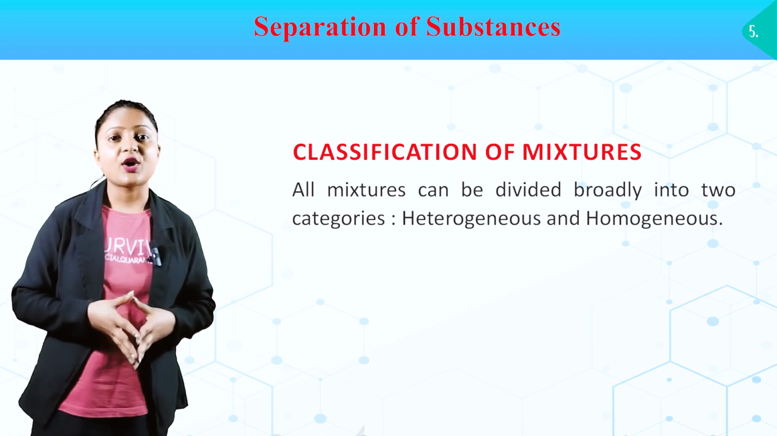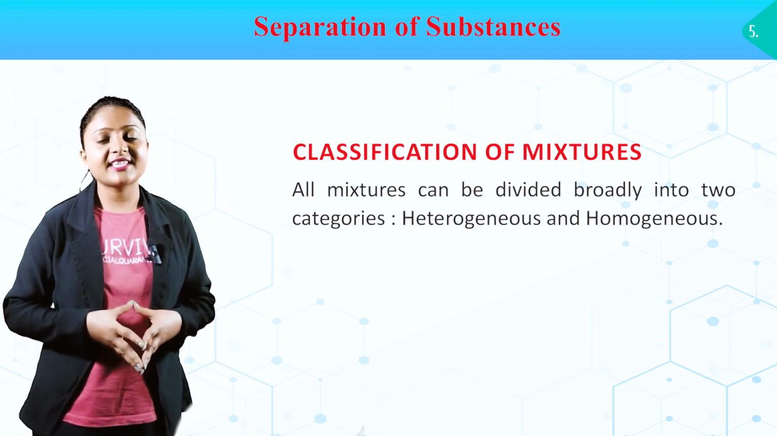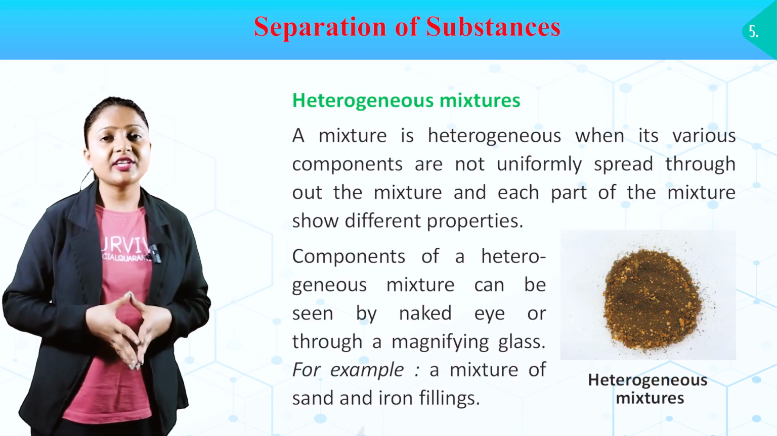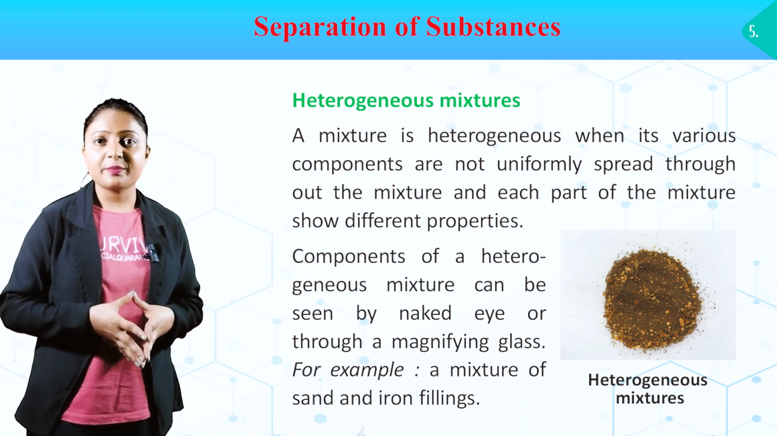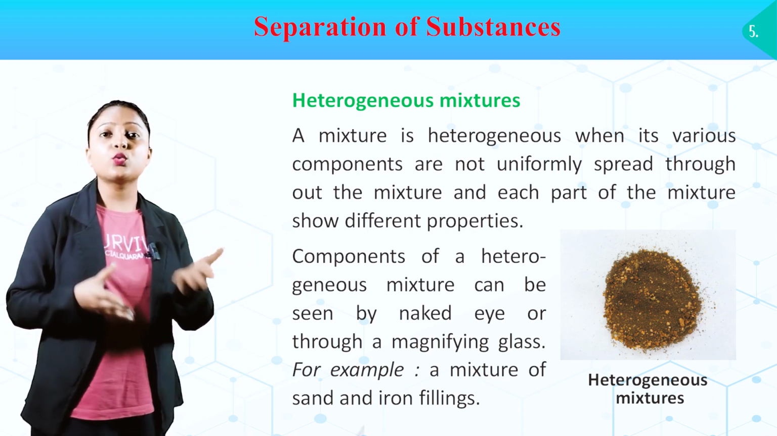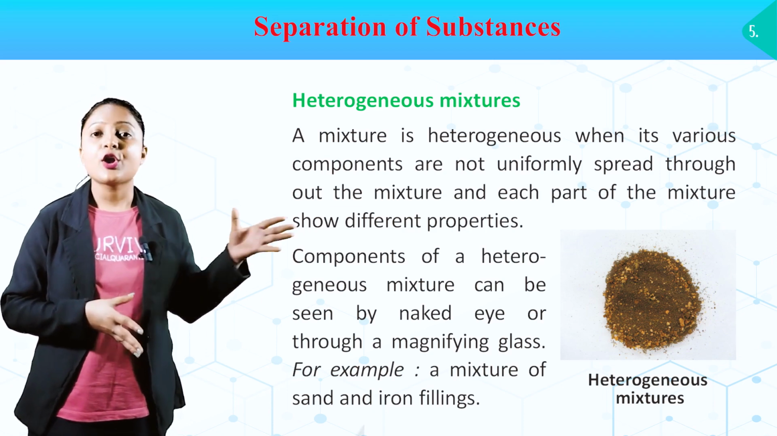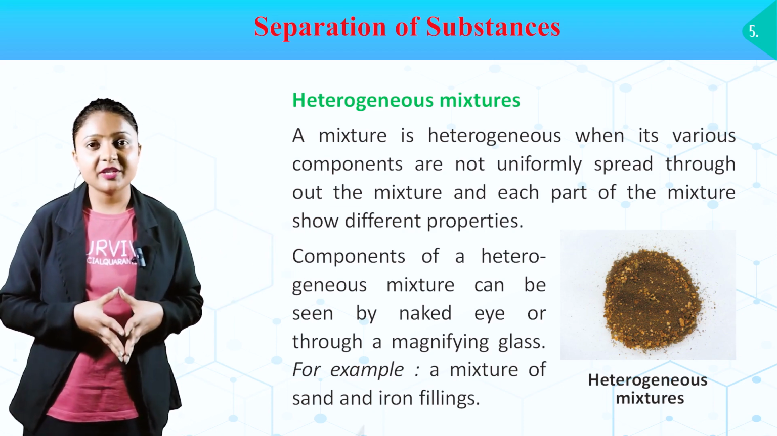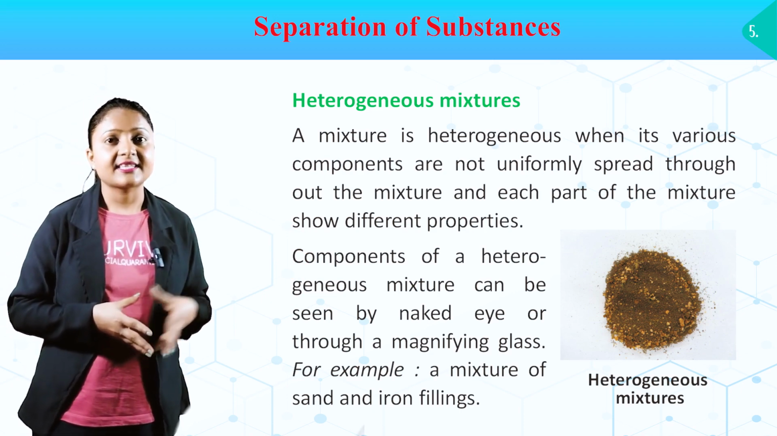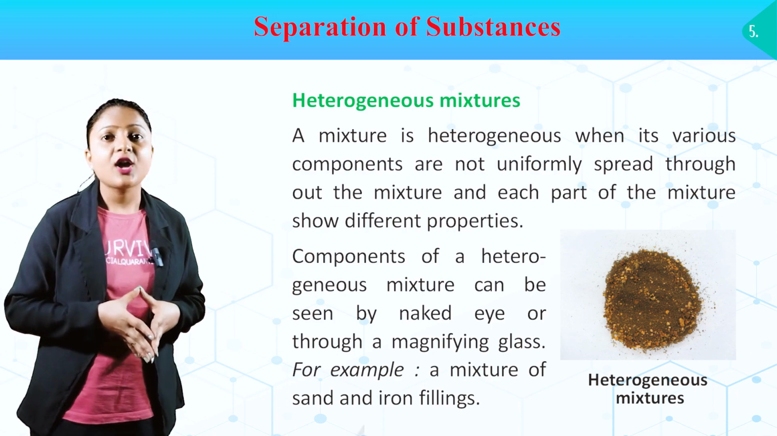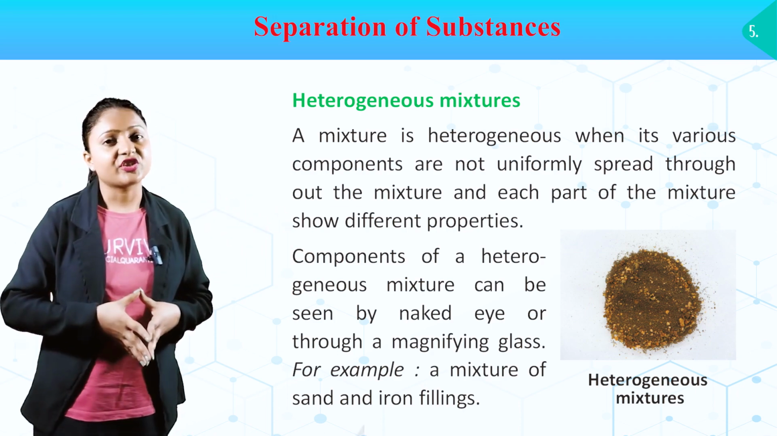Classification of mixtures. All mixtures can be divided broadly into two categories, heterogeneous and homogeneous. Heterogeneous mixture: a mixture is heterogeneous when its various components are not uniformly spread throughout the mixture and each part of the mixture shows different properties. Components of a heterogeneous mixture can be seen by naked eye or through a magnifying glass. For example, a mixture of sand and iron filings. In this image, you can see a heterogeneous mixture.